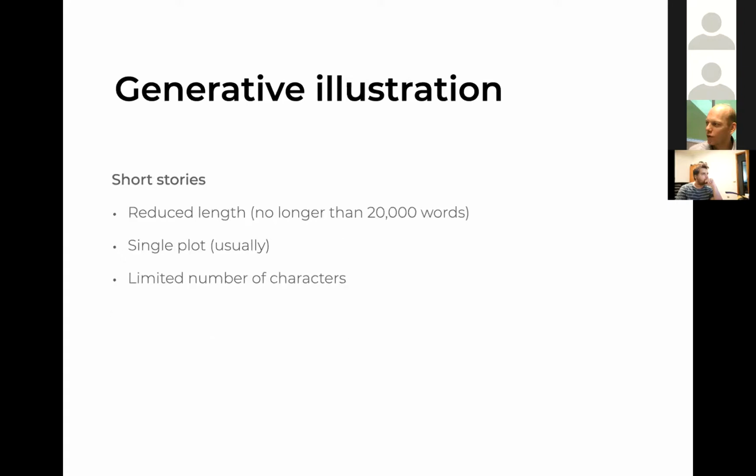Why short stories? And we are still working with short stories. They have a reduced length, no longer than 20,000 words. That's the definition of short story, one of the requirements of short stories. Short stories usually have a single plot, so it's easier to work with a single plot. And there is a limited number of characters. Sometimes in our experiments we can have, for instance, 10 characters, but then we only choose 3 or 4. So it's good to start with a reduced number of characters. These properties make short stories an ideal text for our experiments.